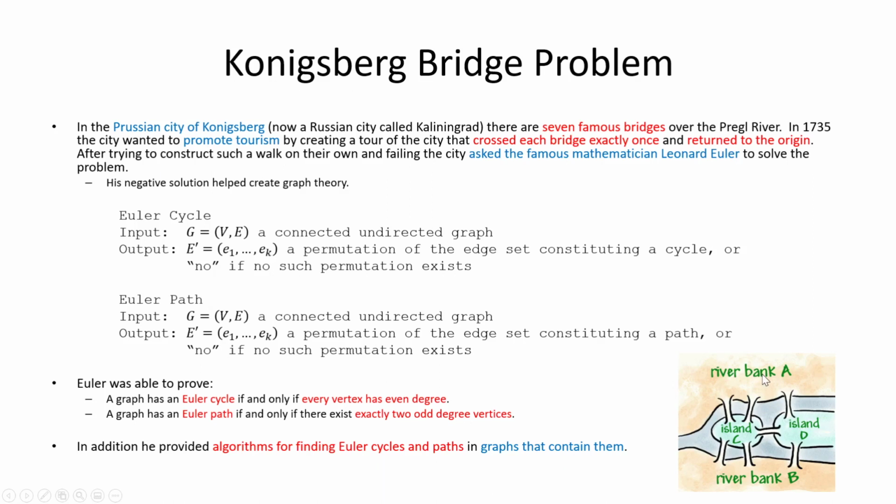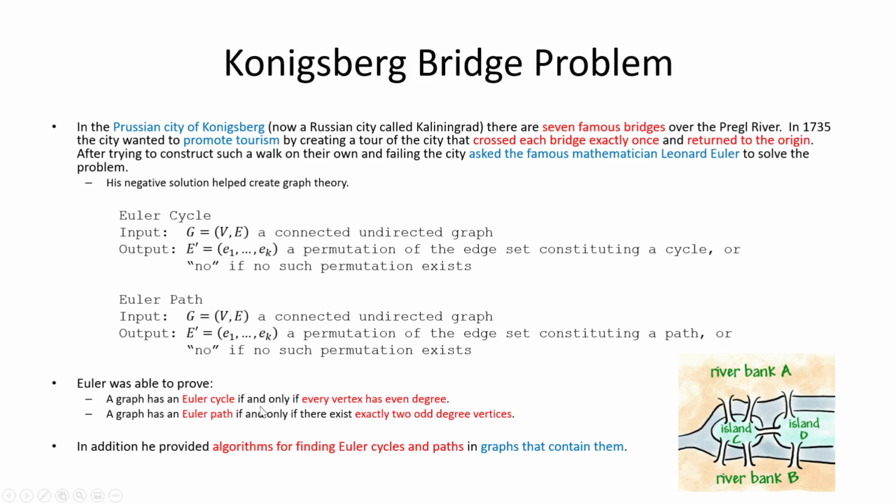Okay, so here A, B, C, and D, those are my vertices here, but you can see bank A has 3, bank B has 3, island C has 5, and island D has 3. It turns out every vertex has odd degree. That's like the worst possible case scenario.